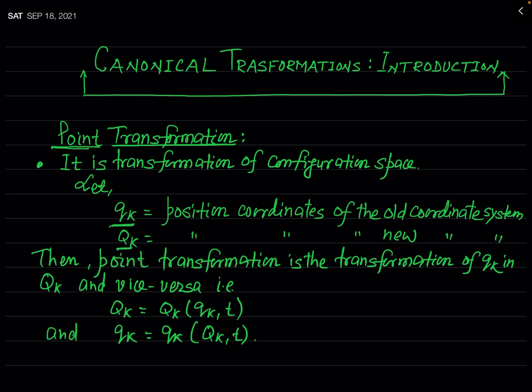So in general, symbolically we represent these transformations like this: capital Q_k is equal to capital Q_k of small q_k and t, where t is time, and in the same way small q_k may be expressed as a function of capital Q_k and t. So in short, in a point transformation there is a transformation of only position coordinates from the old coordinate system to the new, or from the new coordinate system to the old.